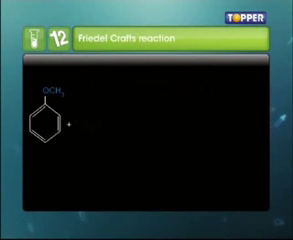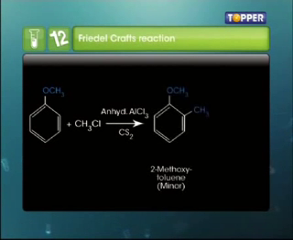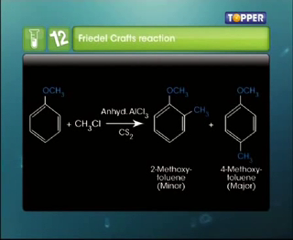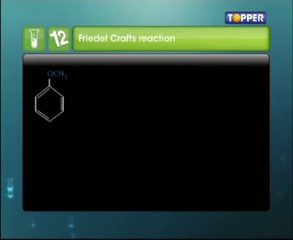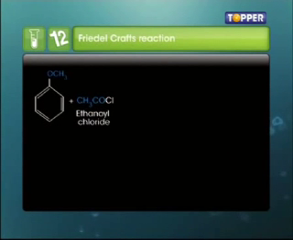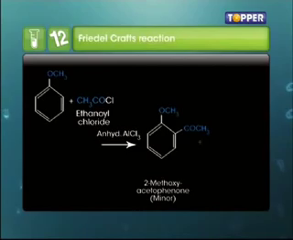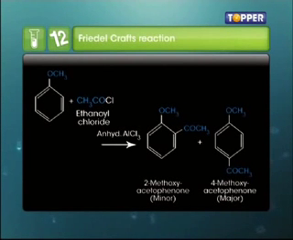The next reaction is Friedel-Crafts reaction. Anisole undergoes Friedel-Crafts reaction with alkyl halide and acyl halide in presence of aluminium chloride, which is a Lewis acid, as catalyst. The alkyl and acyl groups are introduced at ortho and para positions.